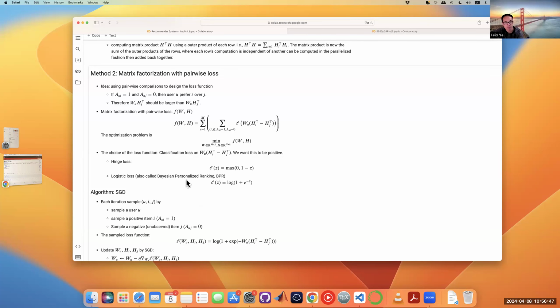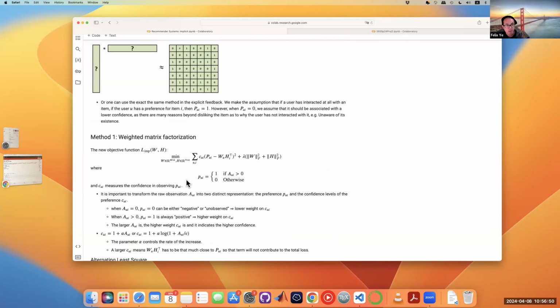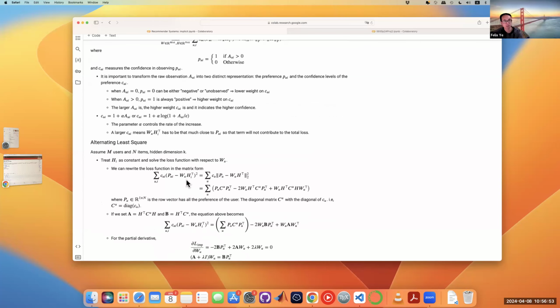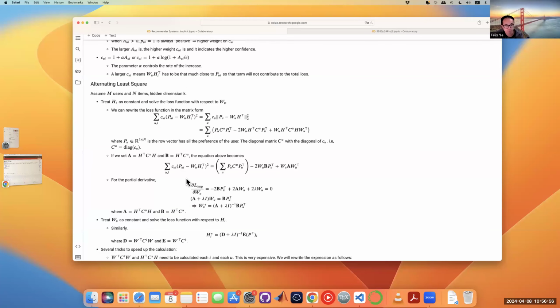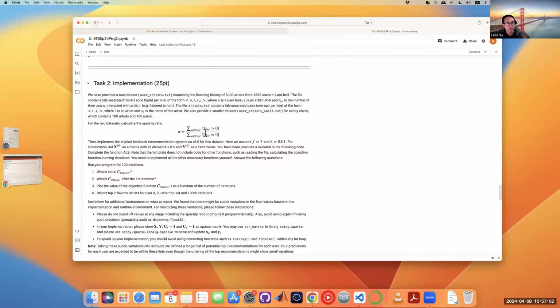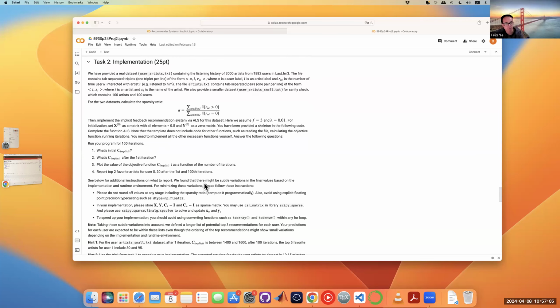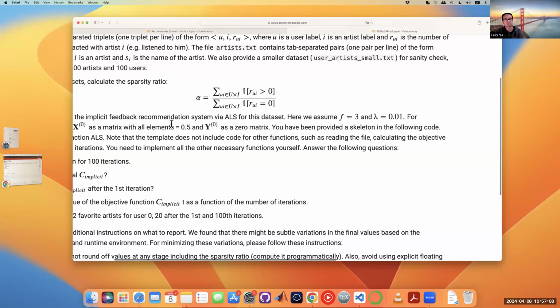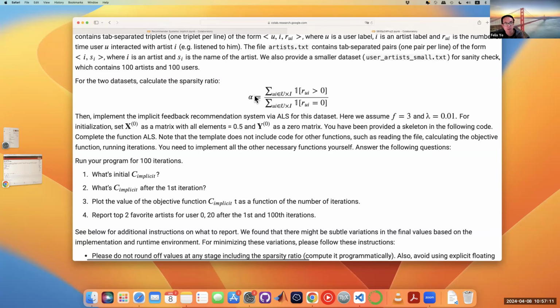In fact, you don't need to program that. For weighted matrix factorization with the method of alternating least squares, you actually need to implement it for the homework project. This is actually being done right here for task 2. And also right here, I specify my alpha explicitly. My alpha right here is actually my sparsity ratio. I also give my f equal to 3, which is the k in my notes definitions, and the lambda being 0.01, right?